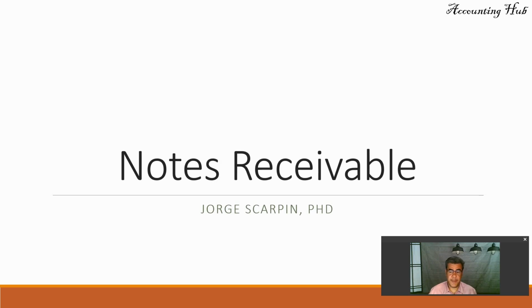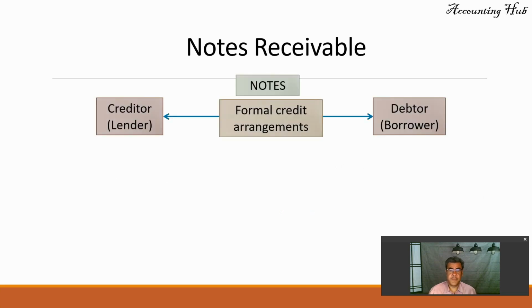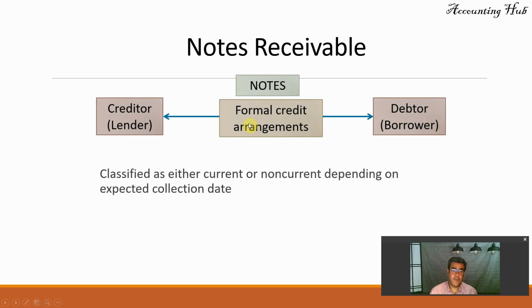I'm Professor George Scarpin, and our topic today is notes receivable. What do we have here? Notes receivable, we have the creditor, lender. That is the one that we will be studying today because we are talking about notes receivable. If we were talking about notes payable, then it would be the debtor.